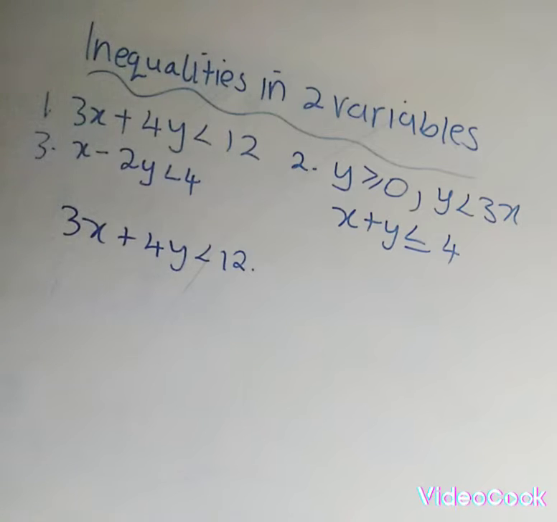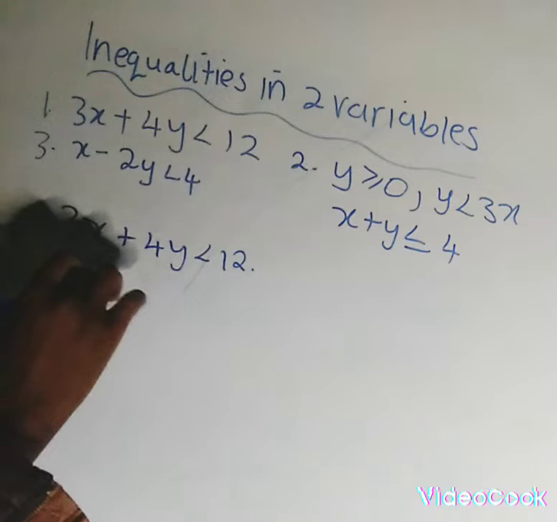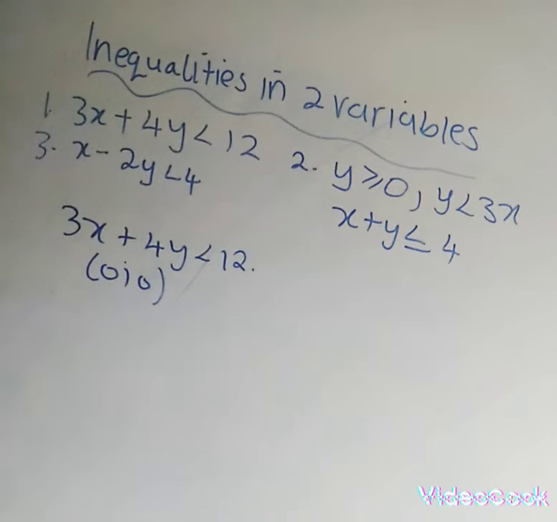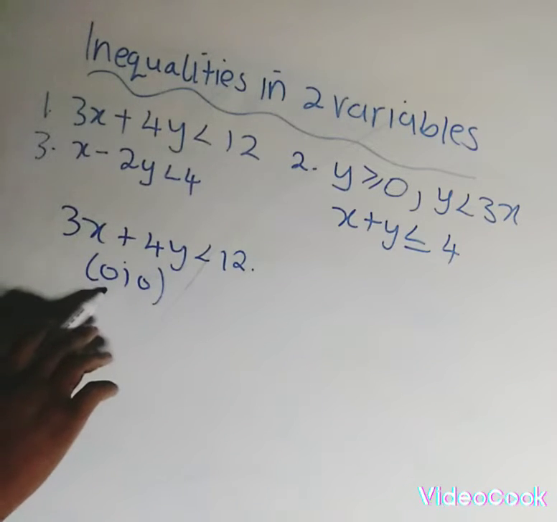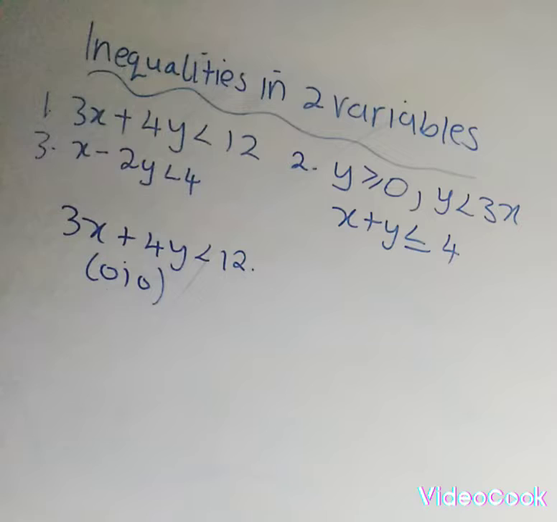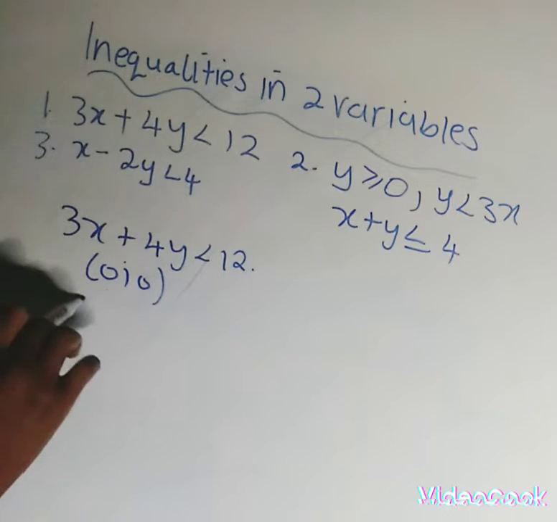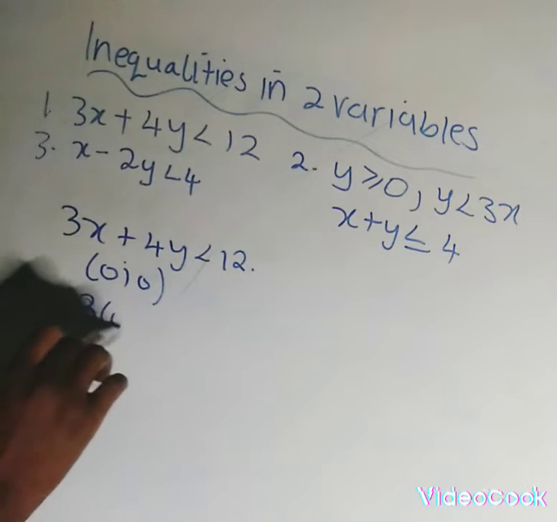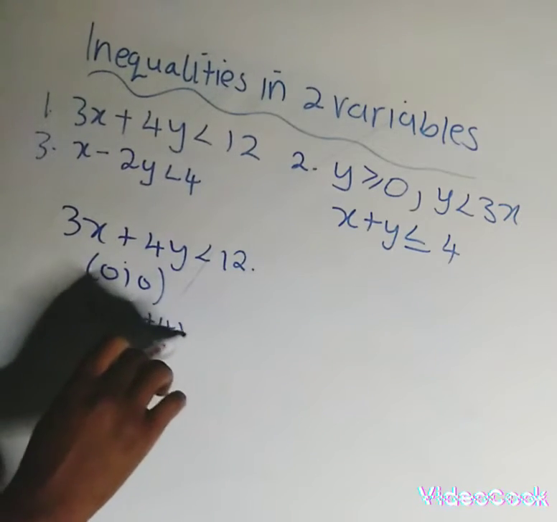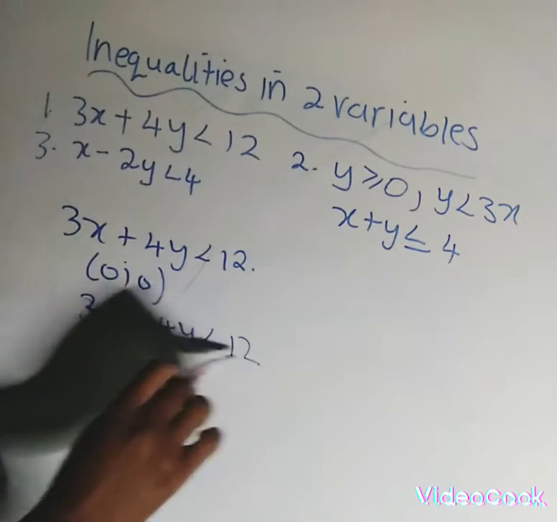the coordinates, right? And what are we going to do? We are going to use 0,0 to get the coordinates. So 0,0, we're simply going to ask ourselves what is the value of y when x is 0, and also what is the value of x when y is 0, right? So let's start off with when x is equal to 0. So we say 3 times 0 plus 4y is less than 12.